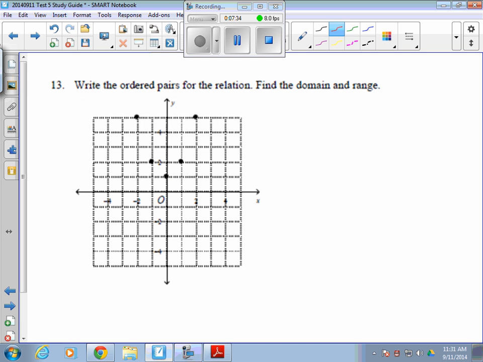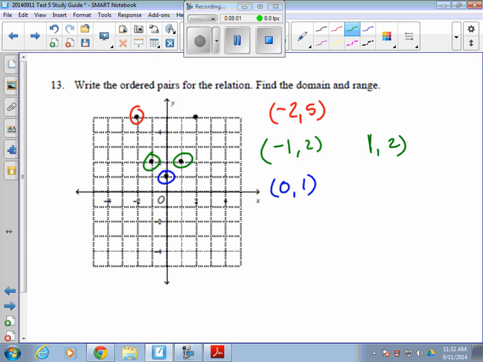Number 13 says write the ordered pairs for the relation, find the domain and the range. This first one here is at negative 2, 5. This next one is at negative 1, 2. This next one is at 0, 1. And this next one is at 1, positive 2. And then this last one is at 2, positive 5. Notice they mirrored each other. Okay, so those are your ordered pairs.